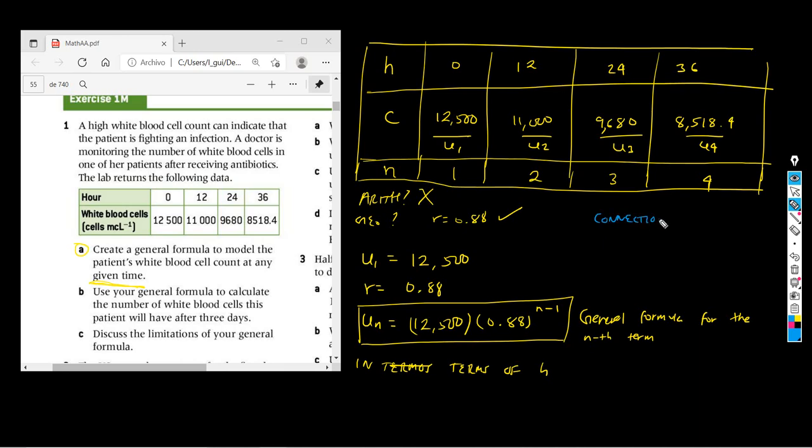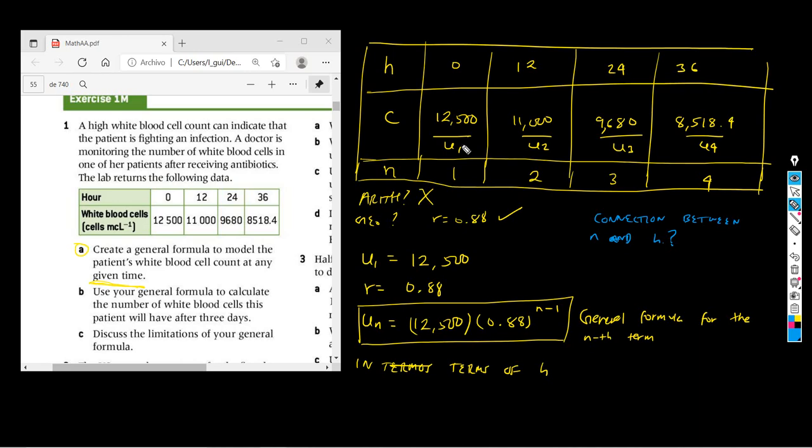What is the connection between this variable n and your variable h? Can we discover a formula that connects these two variables, h and n? For a respective value of 1 to n, you get a respective value of 0 in h. For n equals 2, you get h equals 12, and so on.